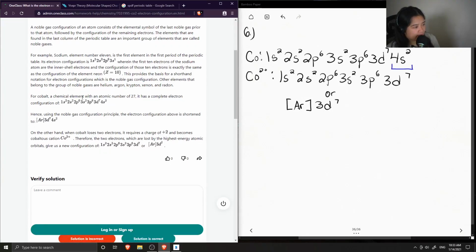For cobalt, a chemical element with atomic number 27, it has a complete electron configuration of the following. This is the same as what I wrote as well. Hence, when we use the noble gas configuration principle, it can be shortened to argon 3d7 4s2. So when we have cobalt 2+, it loses 2 electrons and becomes the cobaltous ion, and they got argon 3d7. So this solution is correct.